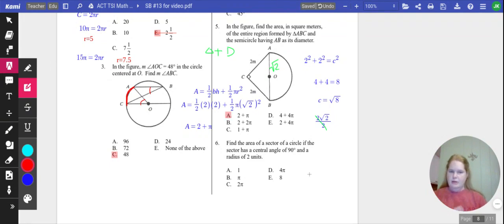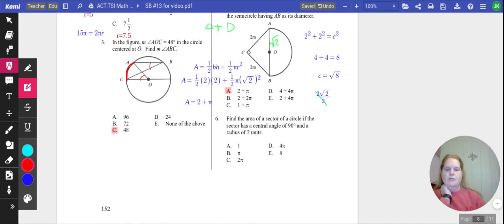All right, trucking on along, number 6. Find the area of a sector of a circle if the sector has a central angle of 90 and a radius of 2.